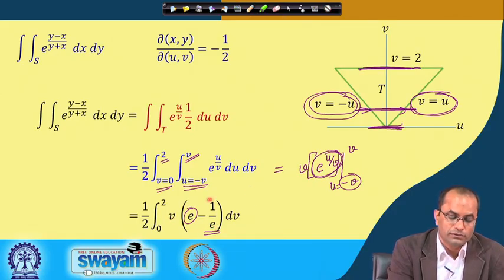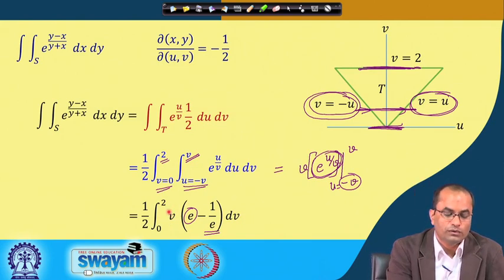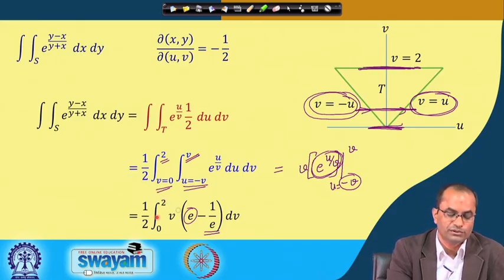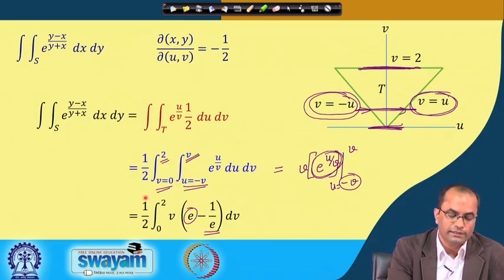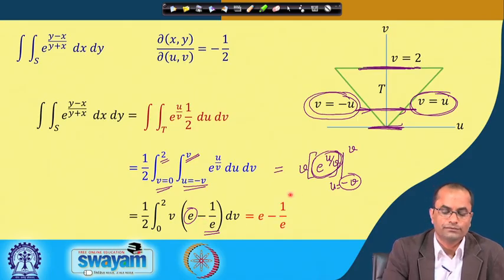And now, this is a constant. So, with respect to v, this will give us v square by 2. And the upper limit is 2, so 4 by 2, that means 2, and that will also cancel out with this 2. So, finally, this integral is nothing but e minus half.